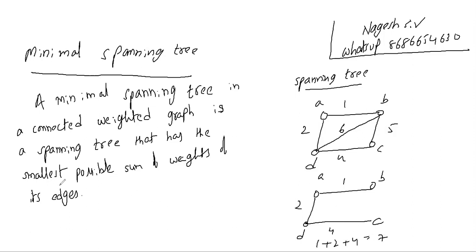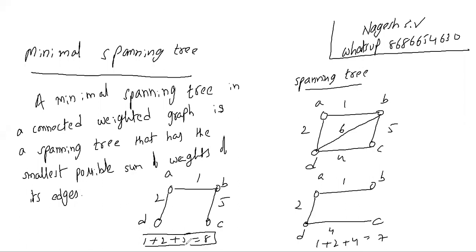Somebody may say, no, I can take a spanning tree like this. For example, this is one spanning tree for the given graph A, B, C, D. What are the weights? 1, 2, 5. So what is the sum of the values? 1 plus 2 plus 5. How much is its value? 8. So for one spanning tree, the sum of weights you are getting is 8.